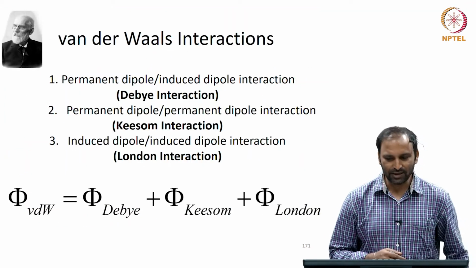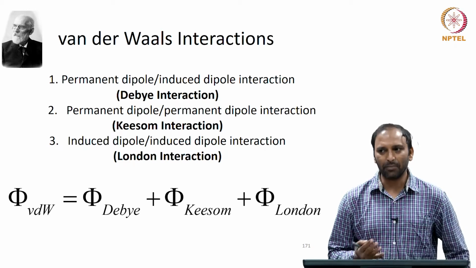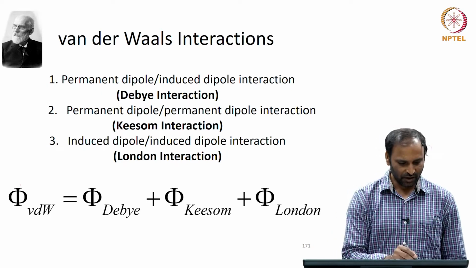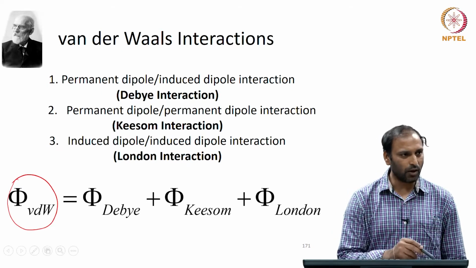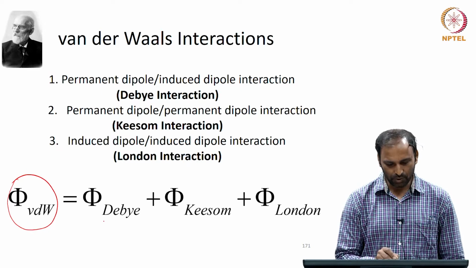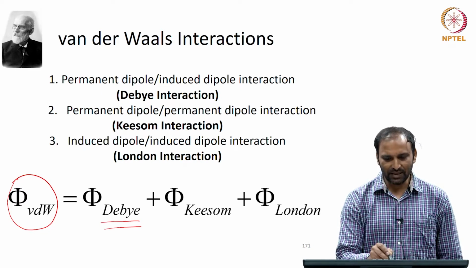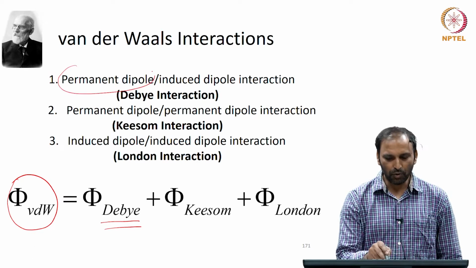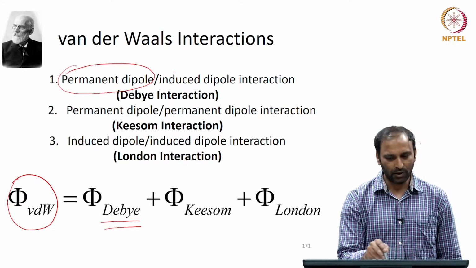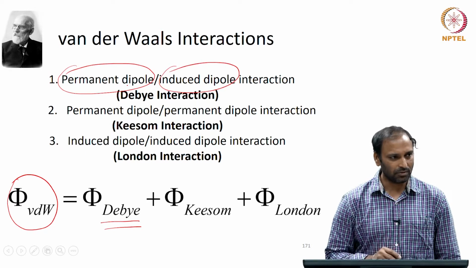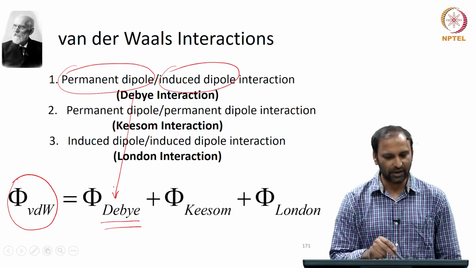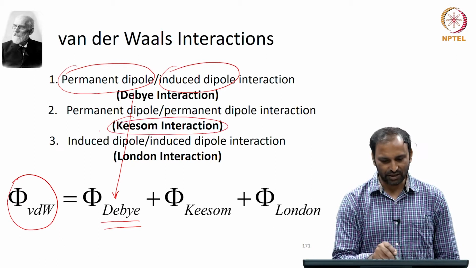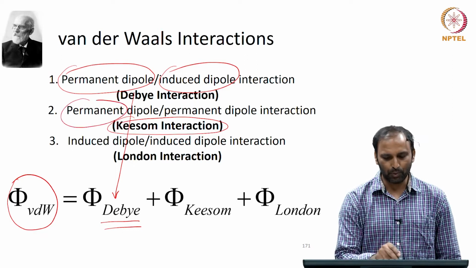In a nutshell, there are actually 3 subclasses of interactions which contribute to van der Waals. Okay, that means the total van der Waals interaction has contributions from something called Debye interactions. These Debye interactions are interactions between a permanent dipole and an induced dipole. Okay, that is the Debye interaction, and something called a Keesom interaction, which is interaction between two permanent dipoles.